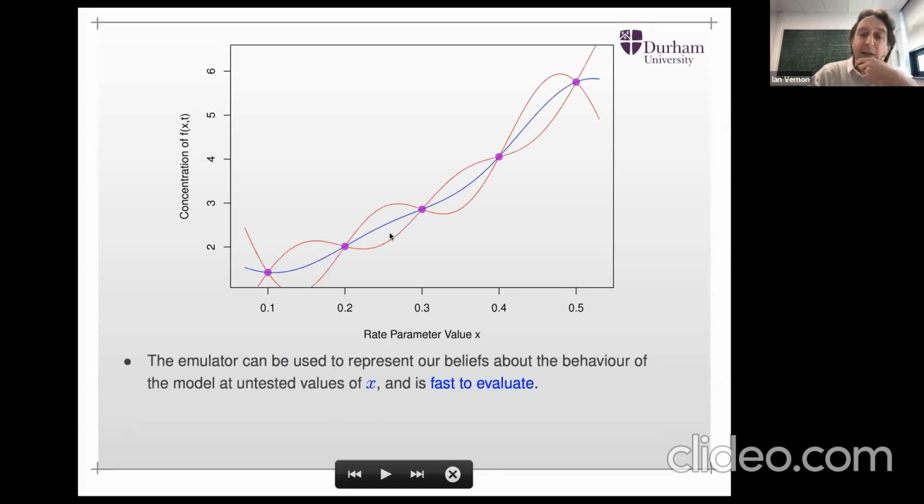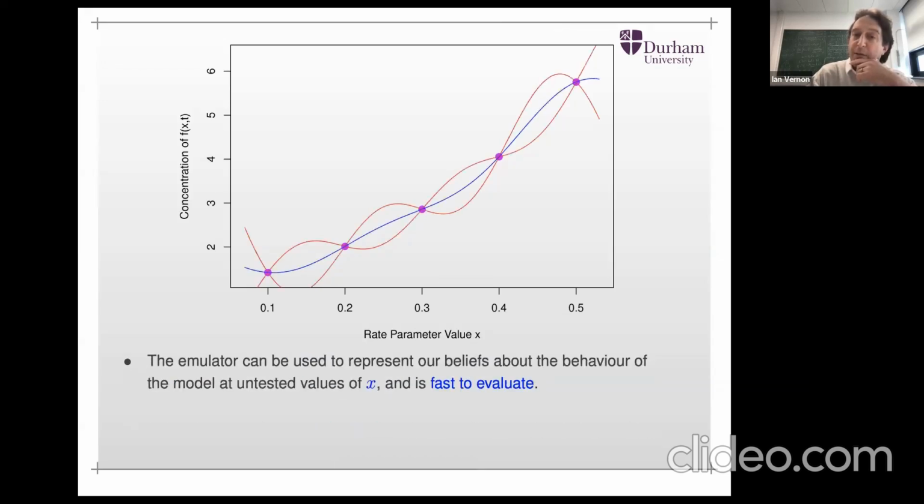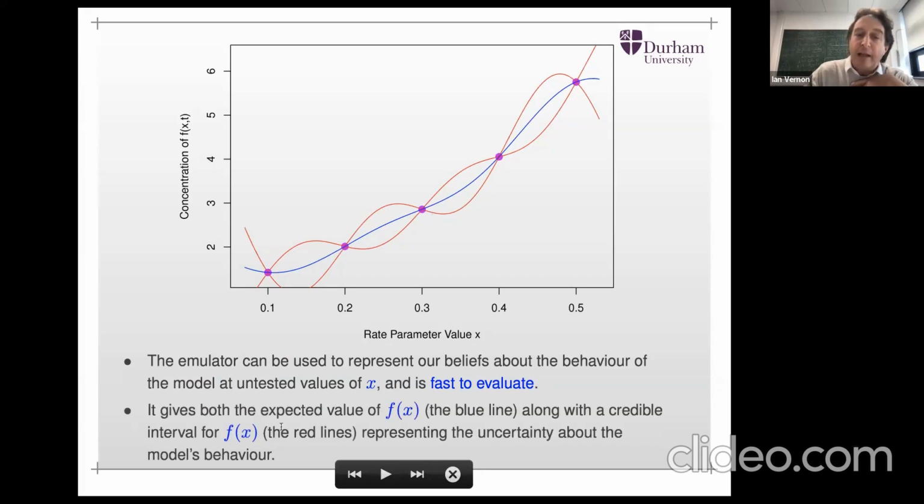Now, here's the thing. An emulator can be used to represent our beliefs about the behavior of the model at untested values of x, and it's fast to evaluate. So that's what we have with our runs. This is what we have with an emulator. An emulator says, if you tell me you think the function is a bit smooth, I will interpolate in between these points using this blue line. And the emulator gives you the expected value of f of x. That is the blue line. And it's a Bayesian statement about where we expect the function to be.